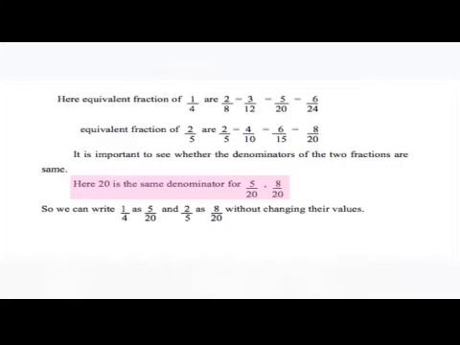It is important to see whether the denominators of the two fractions are the same. Here 20 is the same denominator for 5 by 20 and 8 by 20. So, we can write 1 by 4 as 5 by 20 and 2 by 5 as 8 by 20 without changing their values.